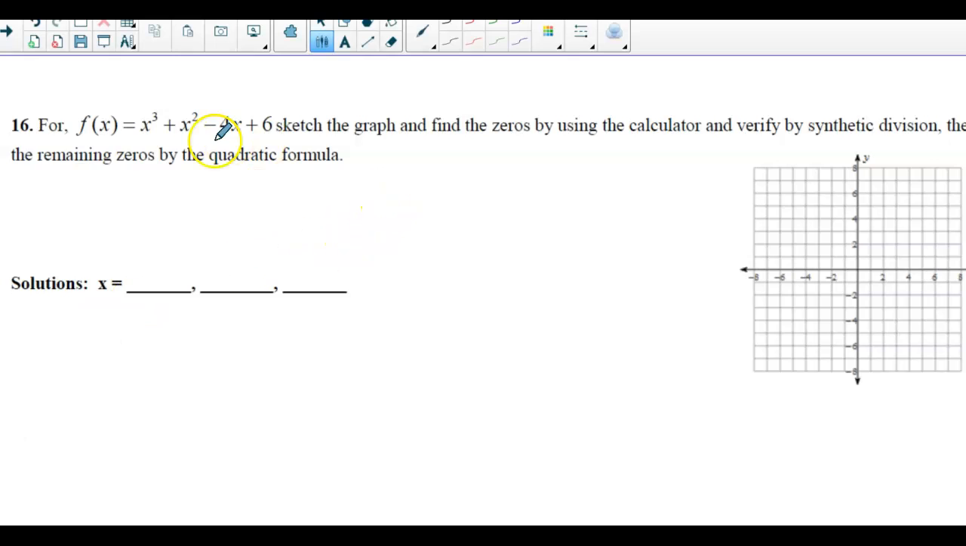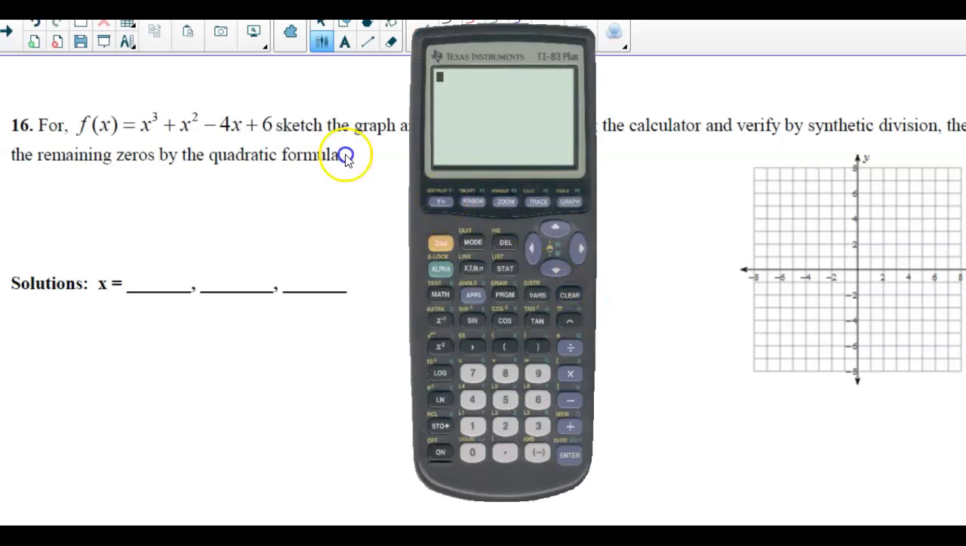Okay, last question here. For this polynomial, sketch the graph and find the zeros using the calculator. So we're going to use the calculator to help us see what the graph looks like, and then we'll identify as many roots as we can from the calculator on the x-axis, and then use synthetic division to find the rest. So let's do this. We're going to graph x cubed plus x squared minus 4x plus 6. And you could use Desmos on this if that's what you have instead.